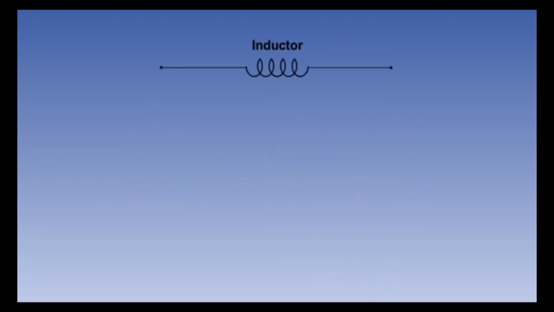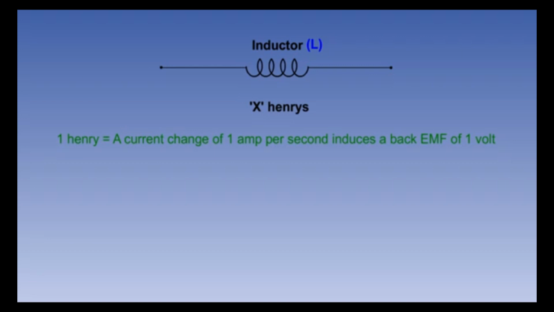Any device having inductance can be referred to as an inductor. The unit of inductance is the Henry, and its symbol is a capital L. A circuit has an inductance of 1 Henry if a current change of 1 amp per second induces a back EMF of 1 volt. Inductance is usually expressed in millihenries or microhenries, as the Henry is too large a unit for practical use. 1 millihenry is 1/1000th of a Henry, and 1 microhenry is 1/1,000,000th of a Henry.